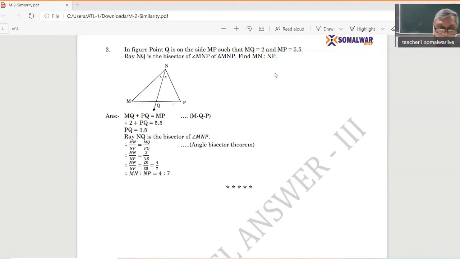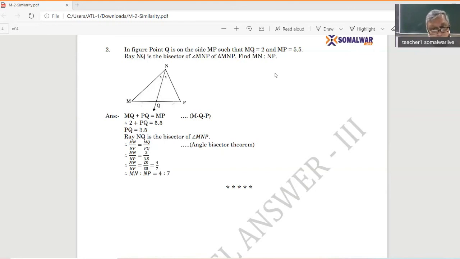Very, very simple. Angle bisector theorem. For that, MQ plus PQ is equal to MP. So putting the given values, MQ is equal to 2, so 2 plus PQ is equal to 5.5. Therefore, PQ is equal to 5.5 minus 2, that is 3.5. Ray NQ is the bisector of angle MNP, and therefore we are applying which theorem? Angle bisector theorem to the triangle MNP.